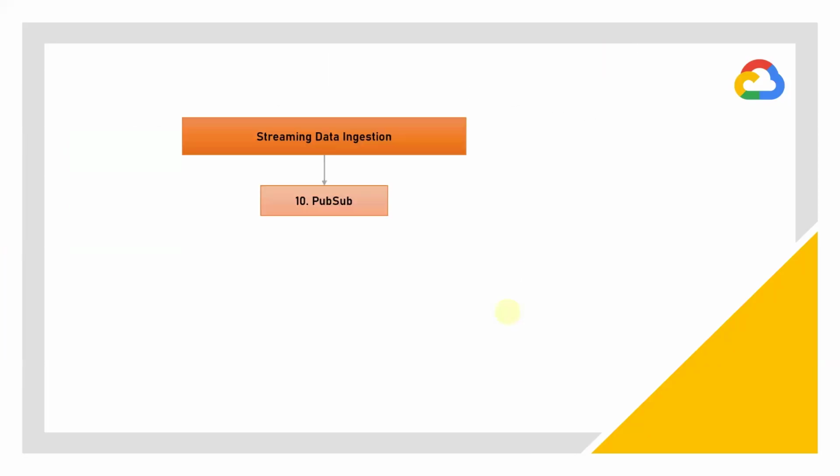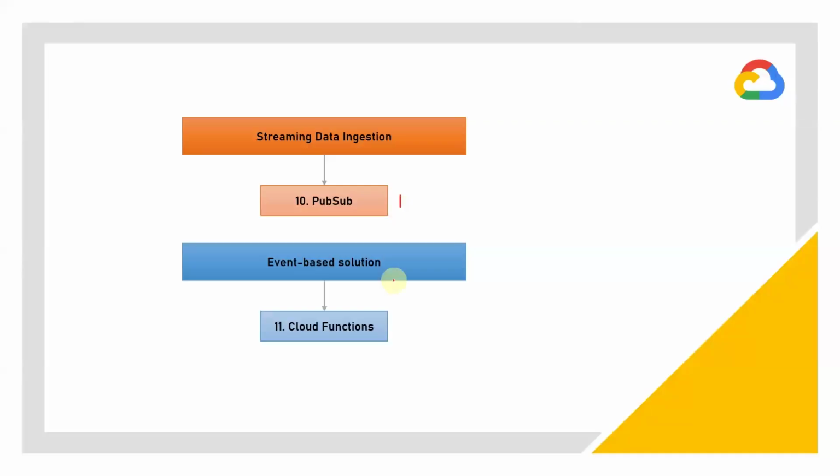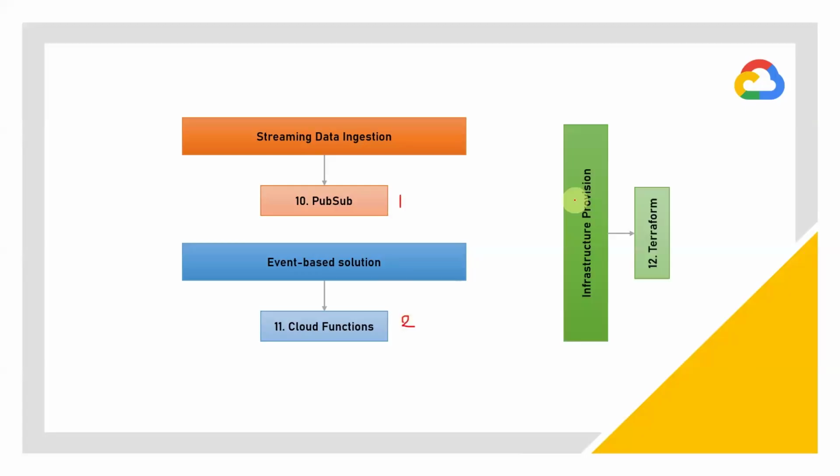And in addition to these things, for streaming data ingestion, we are going to cover Pub/Sub, that is 1, and the event-based solution, that is 2, Cloud Functions, and infrastructure provisioning, we have Terraform, that is 3. So here we have 3 services that we are covering. If you combine it, 4 plus 5 plus 3 comes to 12. Total 12 data engineering services that we are covering as a part of this course.